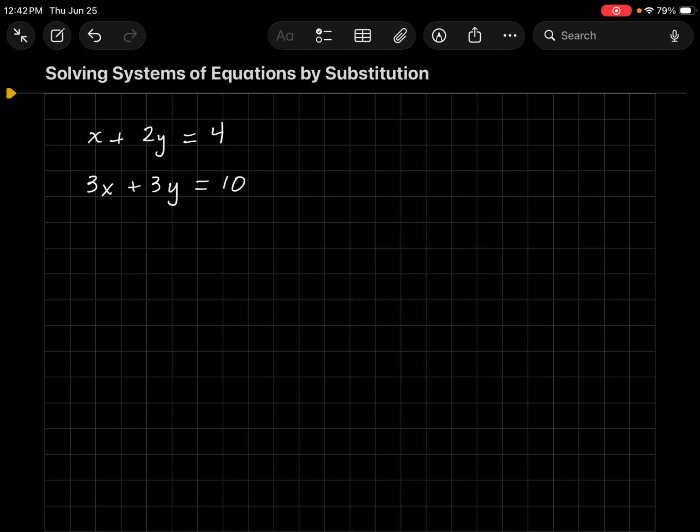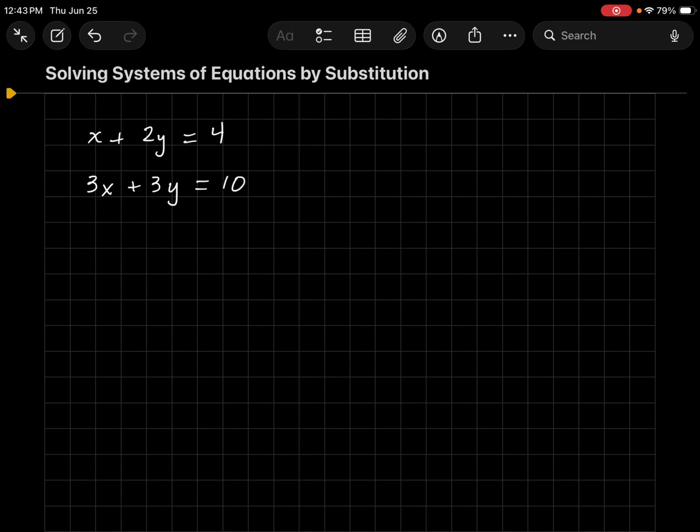Solving systems of equations by substitution. Consider the system of equations x plus 2y equals 4 and 3x plus 3y equals 10. A note: if you have two unknowns, in this case x and y, you need two equations or two pieces of information to solve. If you have three unknowns, you need three pieces of information.